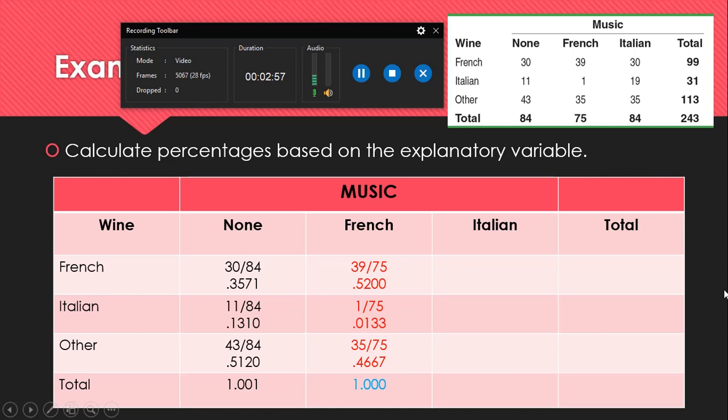We'll do the same thing with the Italian music playing. So there's your percentages. And again, we have 100% in this column as well. All these percentages are based on the explanatory variable, which is the type of music playing.